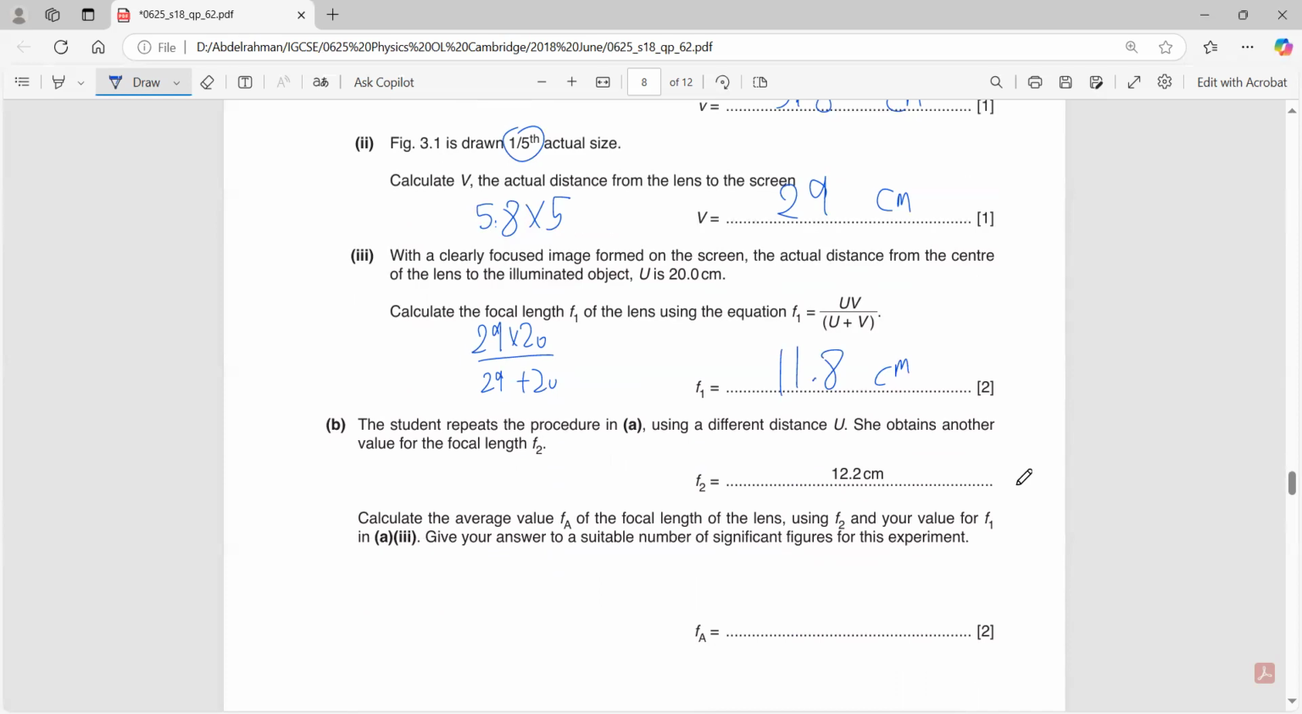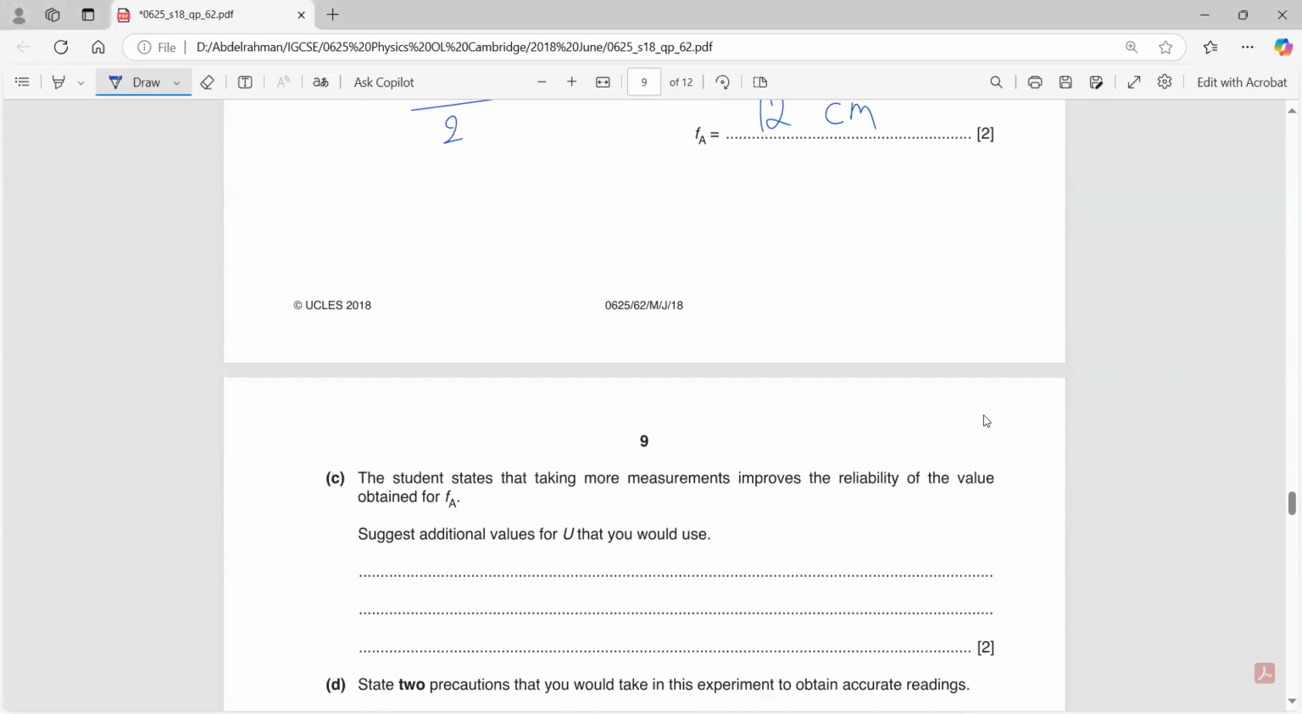Can I find the average focal length? I have F1 and F2. Yes, that's quite easy: F1 plus F2 over 2. So basically 11.8 plus 12.2 over 2, which would give you 12 centimeters. This is the average focal length.